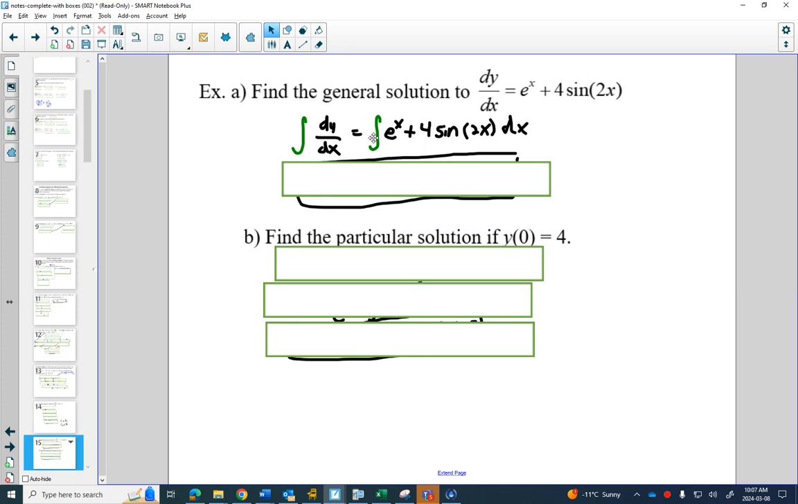Good video. So if we want to find a general solution to something, we have to work our way backwards. So we're going to integrate to find our antiderivative. And of course you have a plus C. So is this really new? Not really. We've been doing this all the way along. But now it's called a general solution to a differential equation instead of just can you find the indefinite integral or can you find the antiderivative.